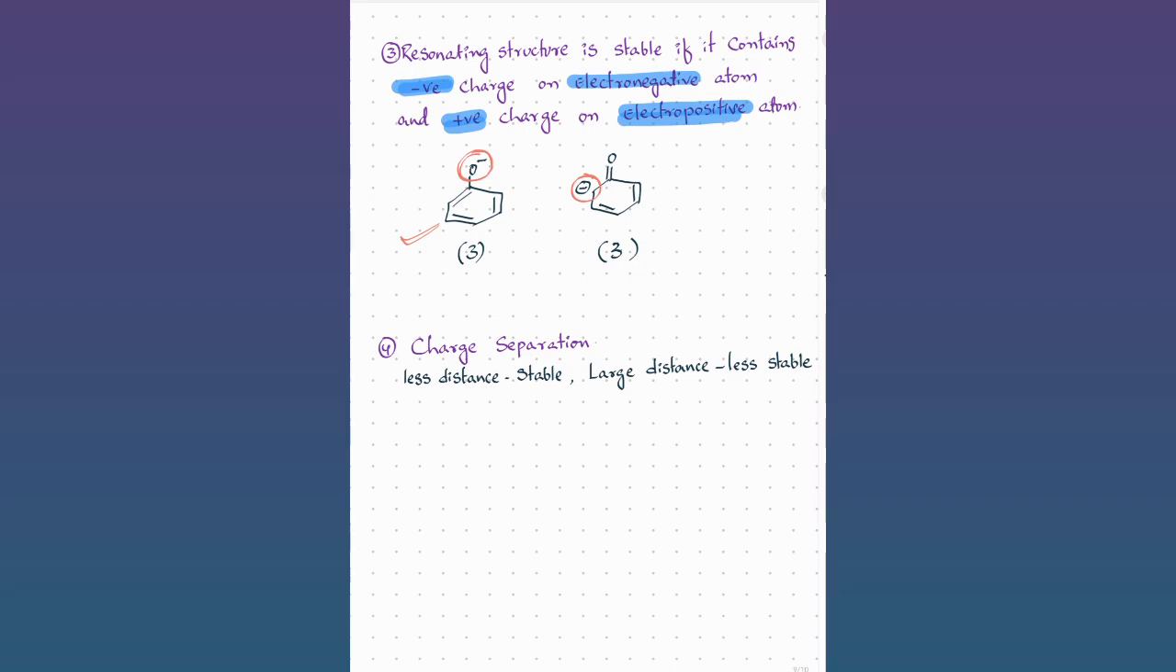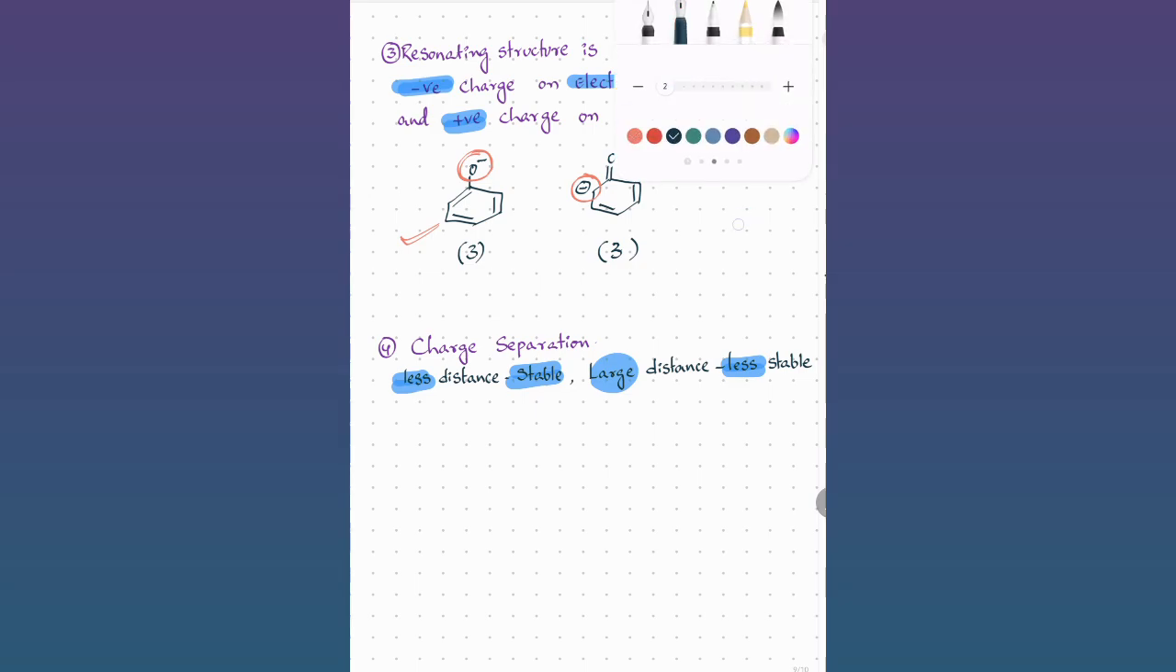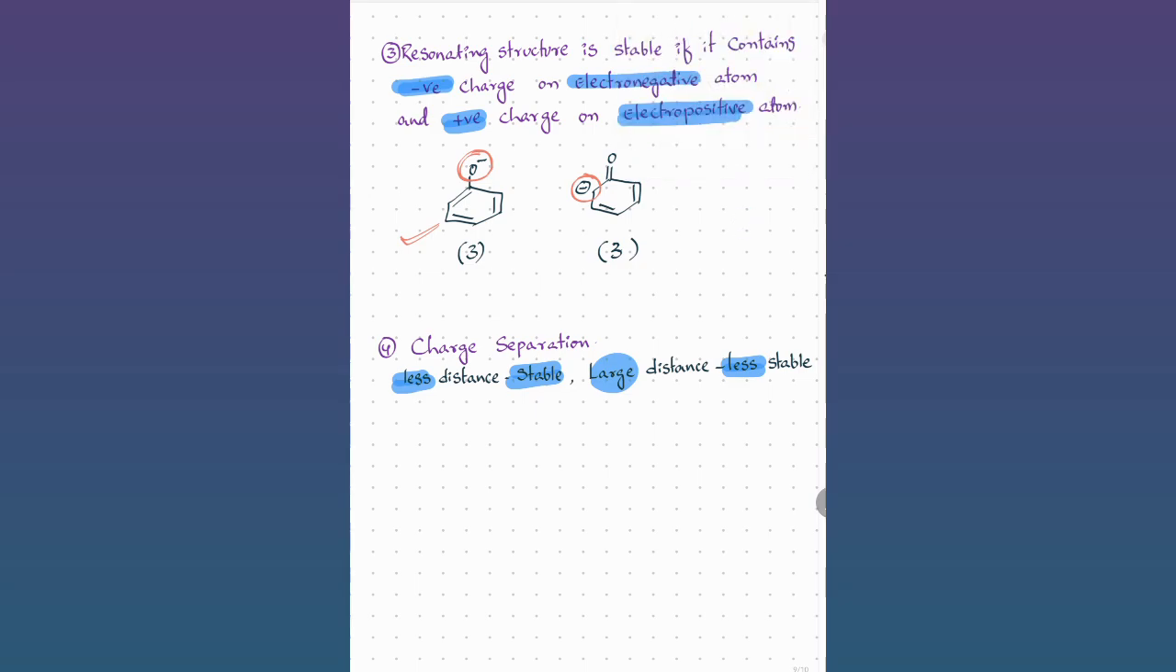Next, the fourth rule, charge separation. If in any resonating structure the distance between the charges is less, then it is more stable. If the distance between the charges is more, then it is less stable, right? Now let me give you one example.